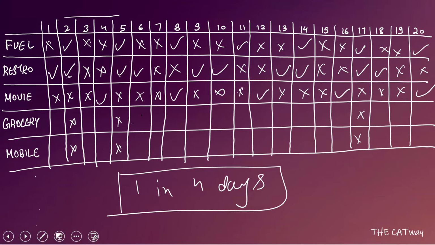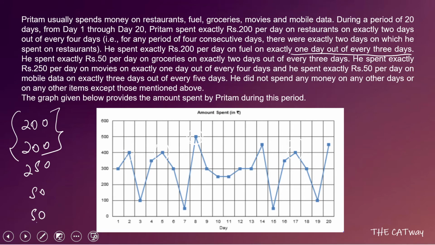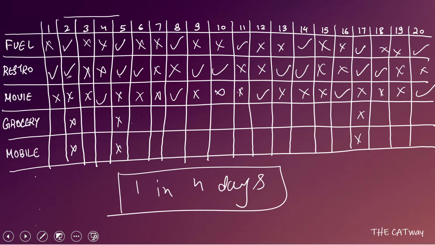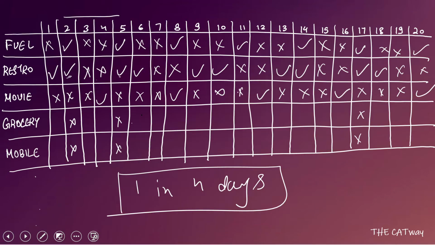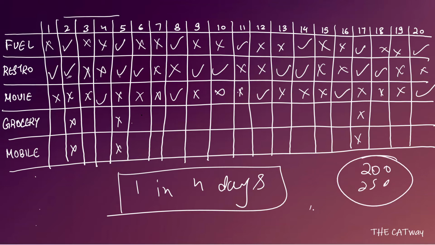Let's move towards groceries and mobile. One thing is there on day 20: rupees 450 has been spent. Out of that 450, one is for fuel, that is 200, whereas the other one is for movies, 250. So rupees 450 has been formed with the help of movie and fuel. That means there is going to be no grocery and no mobile on day 20.